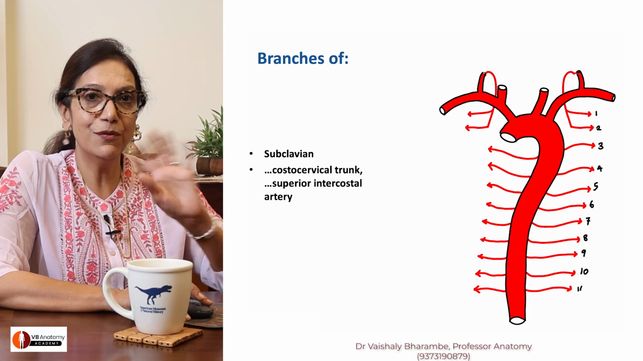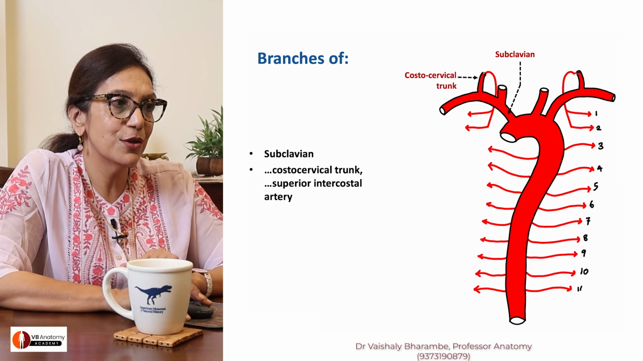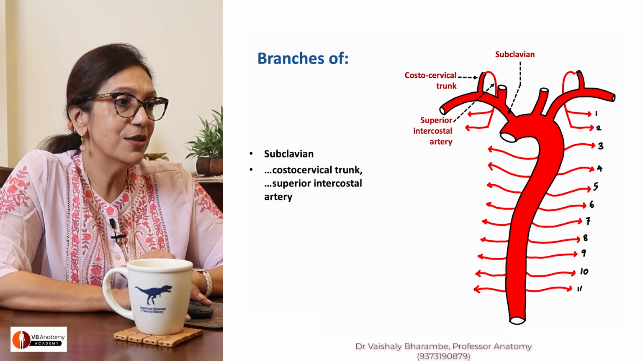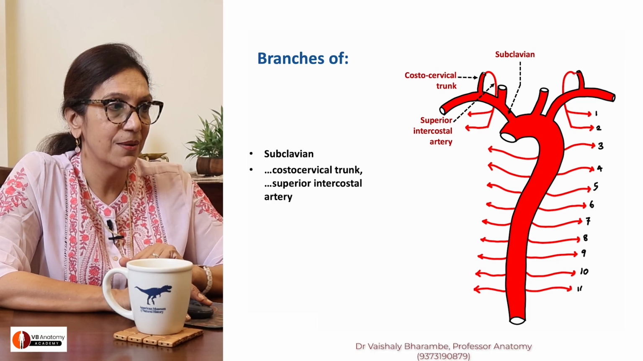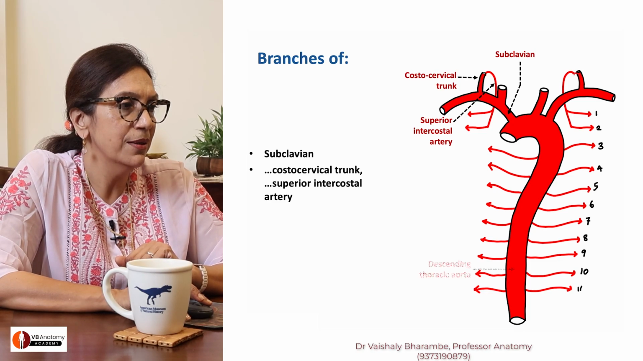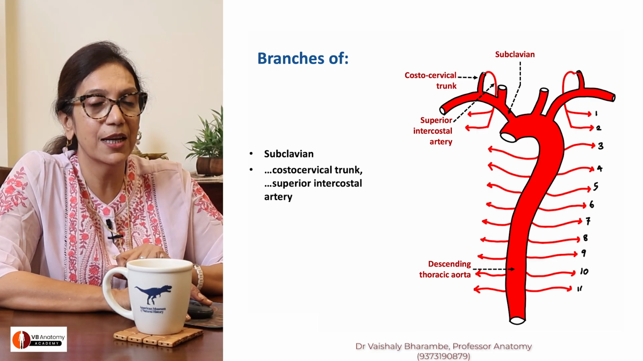Okay, so let's focus now. Here's your subclavian artery. Here's your costocervical trunk, branch of subclavian. Here's your superior intercostal artery, branch of costocervical trunk. Now if you can see, the superior intercostal artery gives rise to the, and here's the descending aorta. Okay, here's the descending aorta.